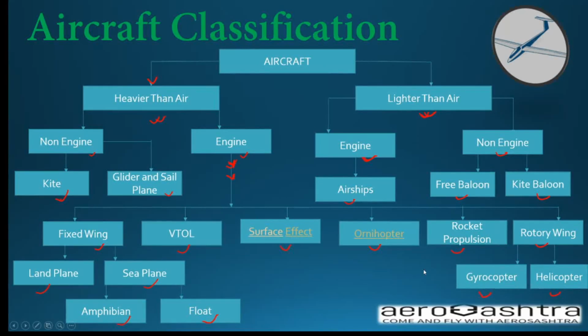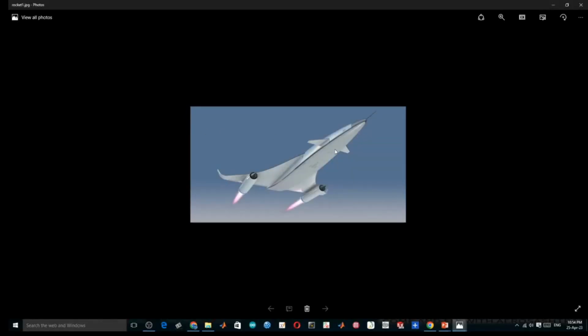Ornithopters, now we know what ornithopters are. Then rocket propulsion based aircraft. These are futuristic aircraft. Earlier we have also seen this kind of futuristic aircraft where the propulsion system is jet propulsion basically, solid rocket motors, which propel this aircraft.